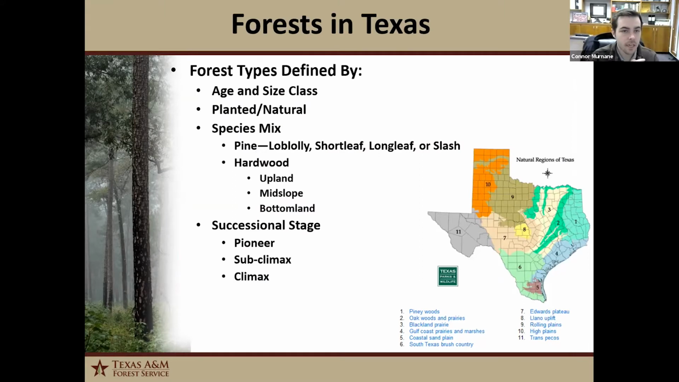Forests in Texas are typically defined by their age and size class and species mixture, as well as their soils. I believe TPWD's image here has 11 ecoregions in Texas. I typically see 10. Of course, the Piney Woods in East Texas is the most well-known forested cover type in the state. But there are other areas of forest in the state as well, going into the Cross Timbers as well as the Trans-Pecos.